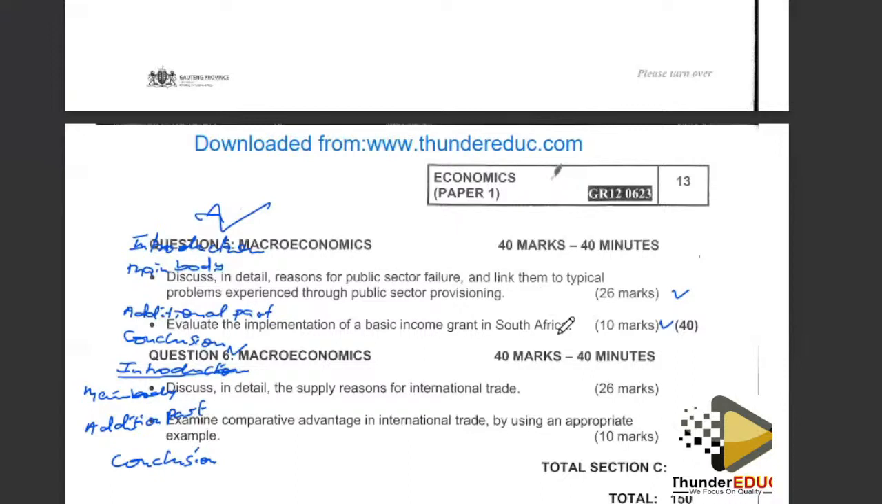The supply reasons for international trade that we are going to discuss are natural resources, labor resources, the availability of capital, lack of entrepreneurship, climatic conditions, technological resources, and specialization. And also, we are going to take into account the additional part after that. Okay, so as I said, those are the key points or subheadings that we're going to discuss.